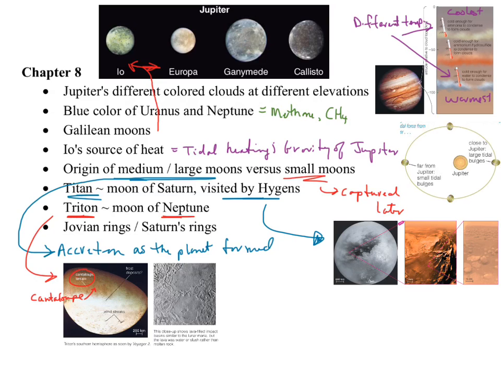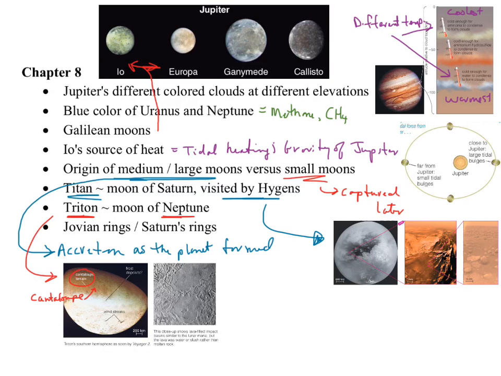So then the other one, Triton: if you skip a few planets, around the last planet, Neptune, is the moon Triton. Triton orbits, remember, backwards from Neptune's rotation on its axis. So Triton is going backwards. The other thing about Triton is it has this kind of cool cantaloupe surface feature.